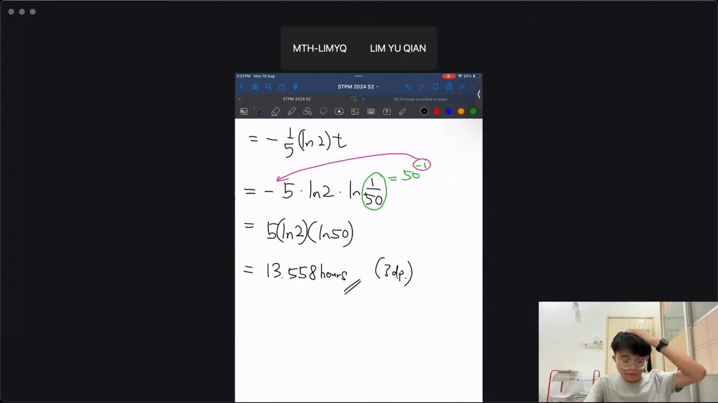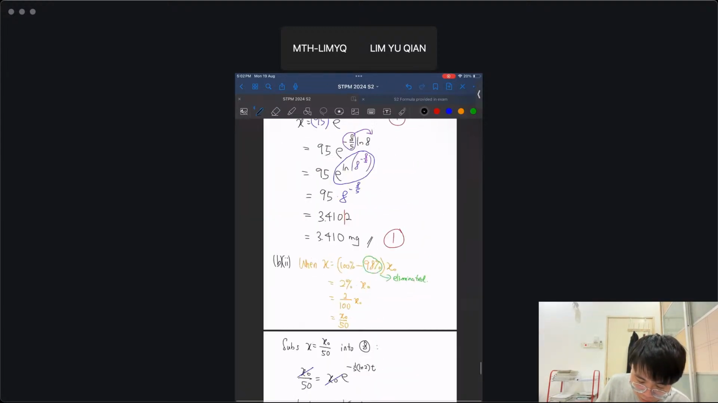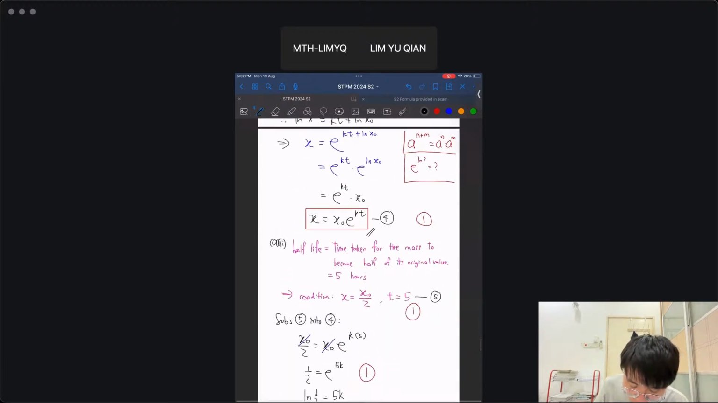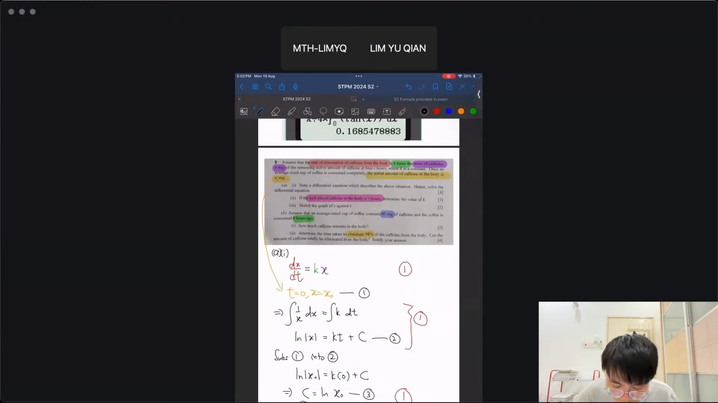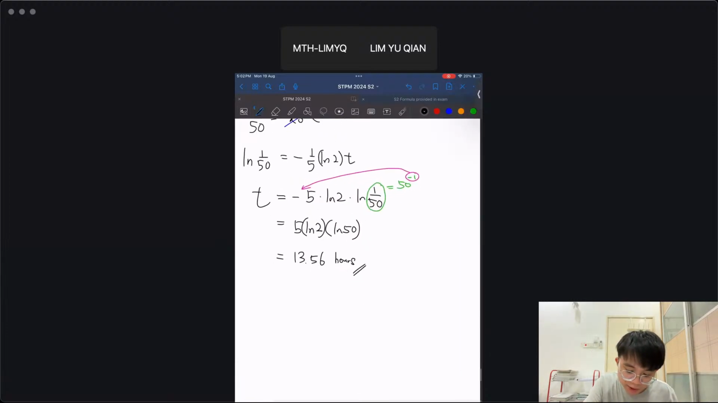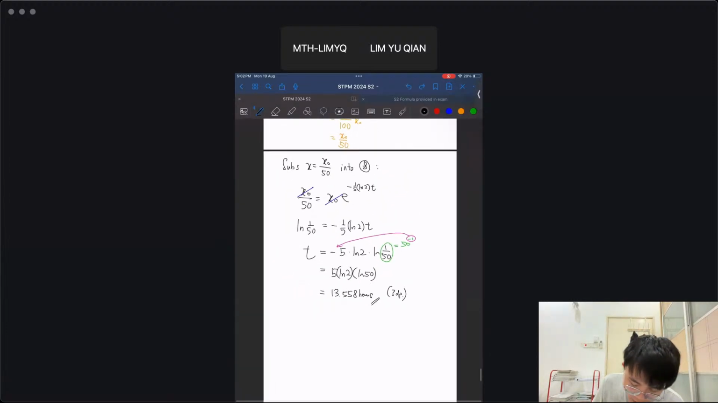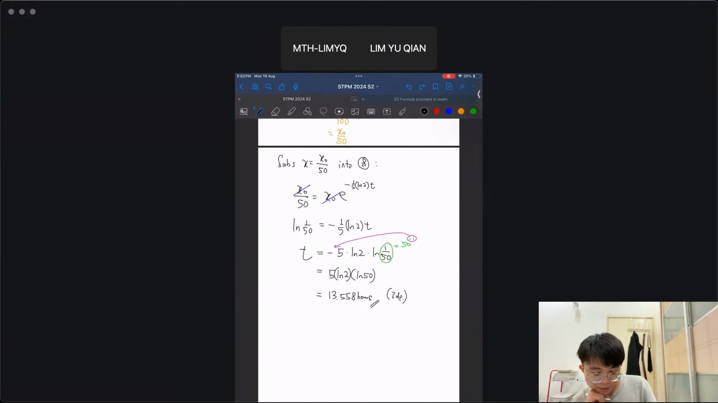But this is more than 4 significant figures already, so just give 2. See how they give, they didn't tell. 3 dp is also okay, I don't think it's an issue. Okay, just put 13.558 hours, 3 dp. I think that's it.